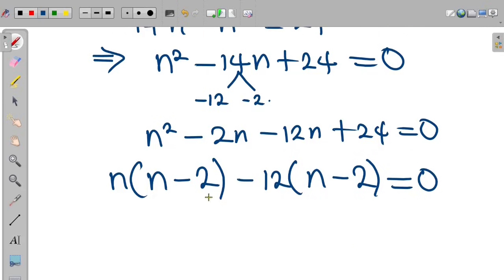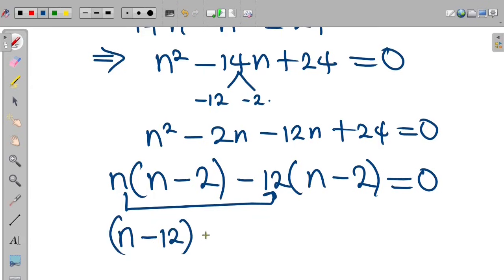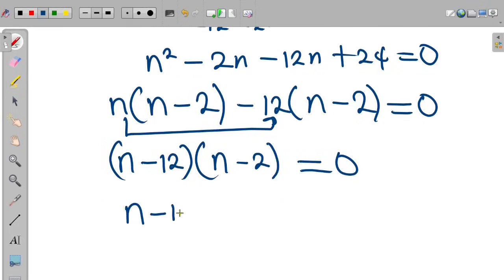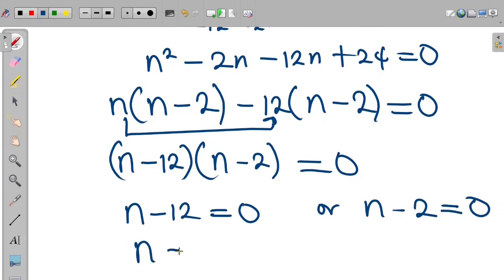Now we are going to factor out n minus 2, and we'll combine n and minus 12. So we have n minus 12 multiplied by n minus 2 equal to 0. So we have it that n minus 12 is equal to 0, or n minus 2 is equal to 0. Therefore, n is equal to 12, or n is equal to 2. Now, having obtained the values of n, we will substitute this value into equation 1 to obtain the values of m.